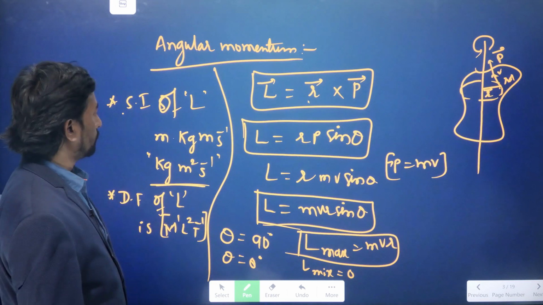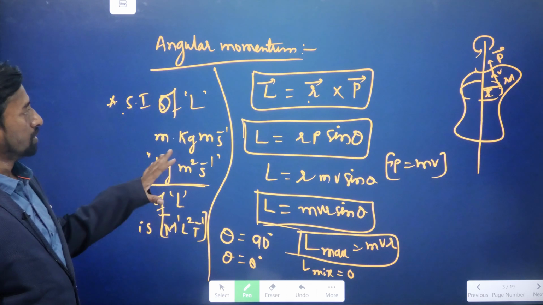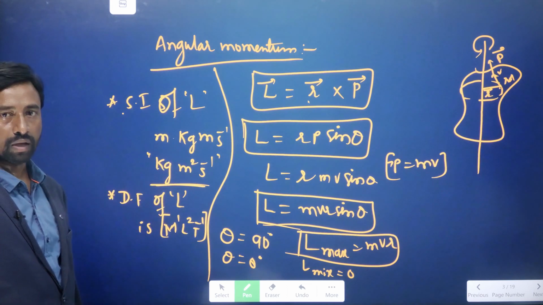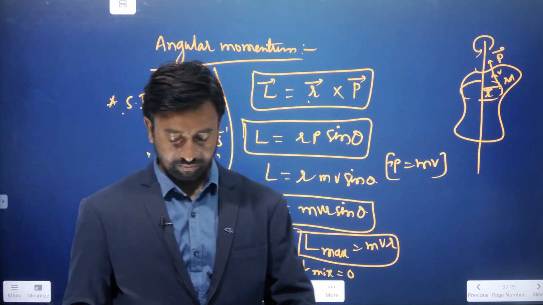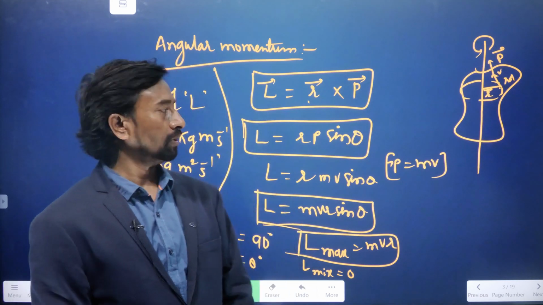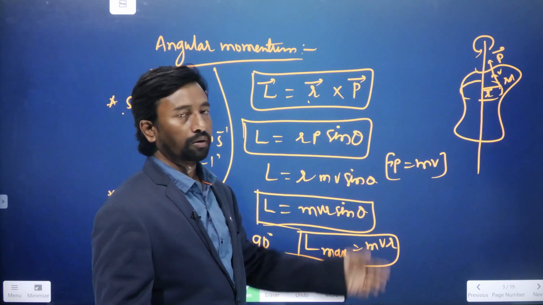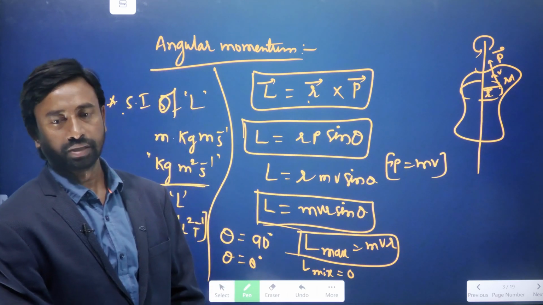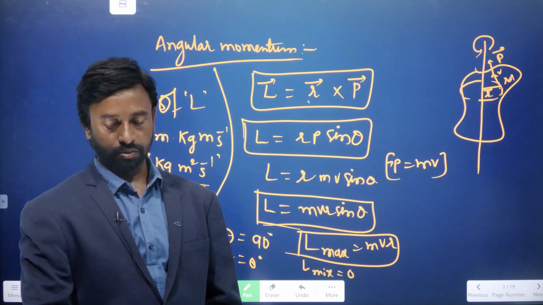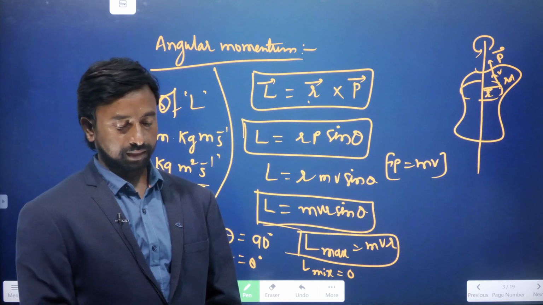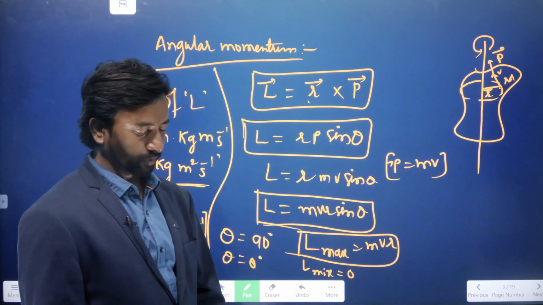This angular momentum is a vector quantity, because it is the vector product of the perpendicular distance from the axis of rotation and the linear momentum. So that is about the angular momentum, and the next topic we are going to see here.